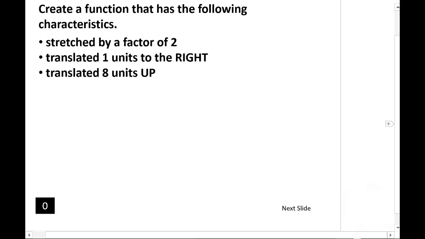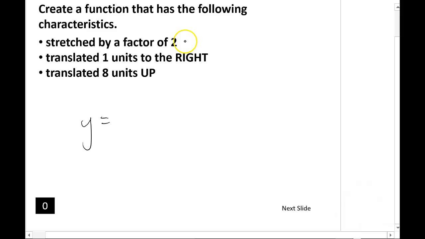Okay, now the next one. Now this one is stretched by a factor of 2. Goes 1 unit right and 8 units up. Okay, so again, first start with f of x. Or you can use y. Let's just change it up for the sake of things. We do y, because remember, it's the same thing. It's just the title of a function.